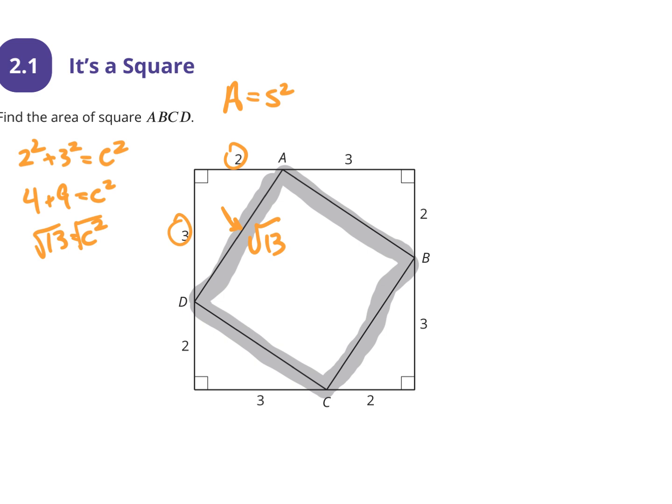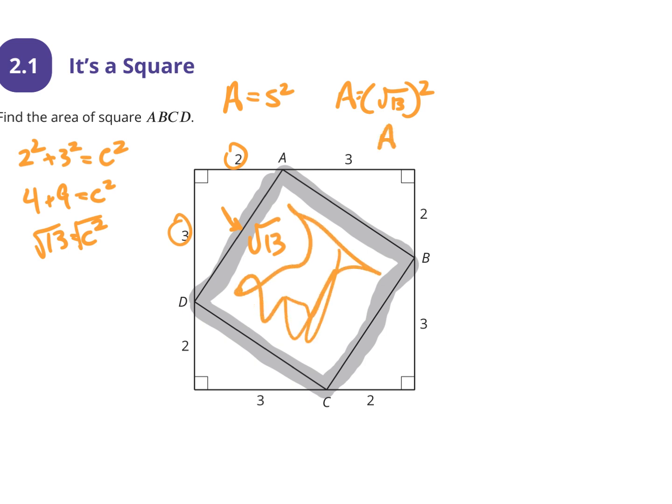So now that we found that, we can do the area. The area is equal to the square root of 13 squared. When you square a square root, they undo each other. The area inside the square, all of the space inside the square, is equal to 13.